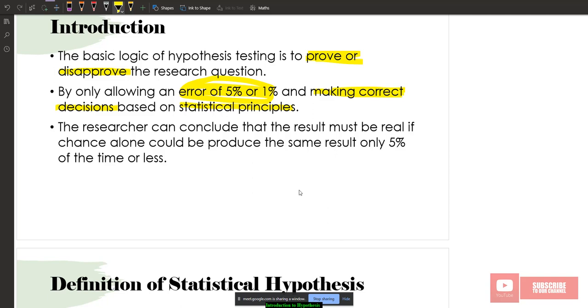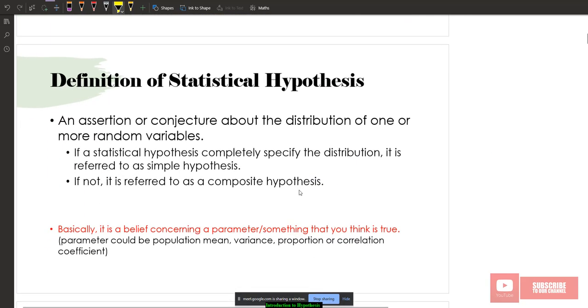We still reserve 5% error. For example, last chapter you already learned how to find a 95% confidence interval for a population mean. So we are 95% confident, and the other 5% is reserved for an incorrect decision. The same concept we still apply in hypothesis testing.